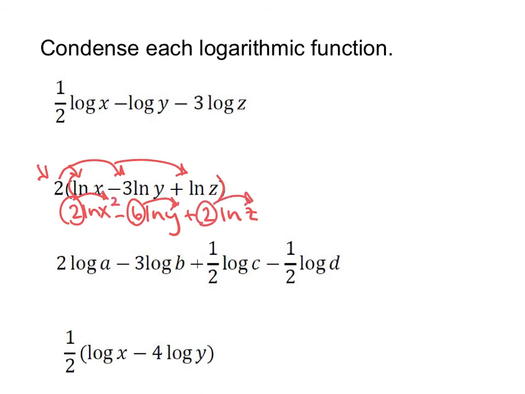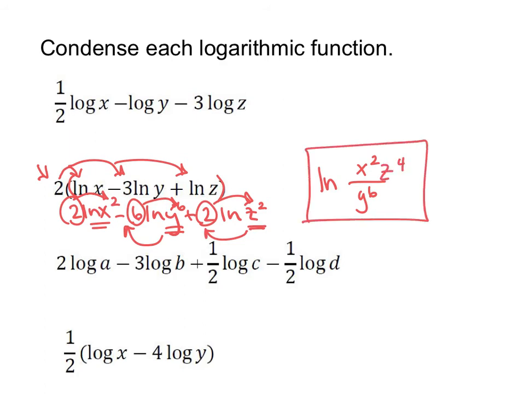So this would be x squared, y to the sixth, z squared. Now we're going to write this as 1 natural log. The x squared goes on the top. The y to the 6th goes on the bottom because we have a subtraction. And the z to the 4th is going to go on the top because that has a plus sign. So again, you have to look at the sign that's before it.